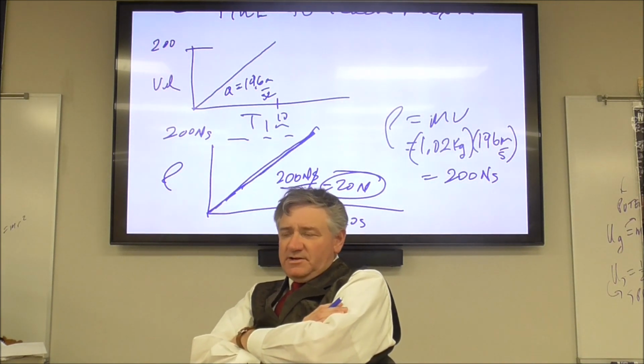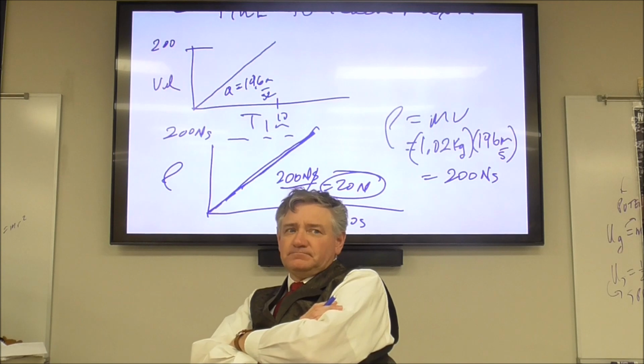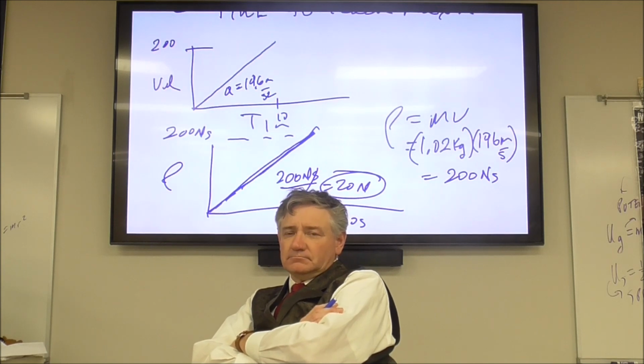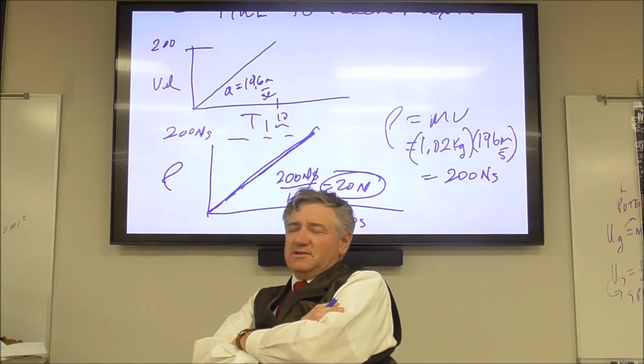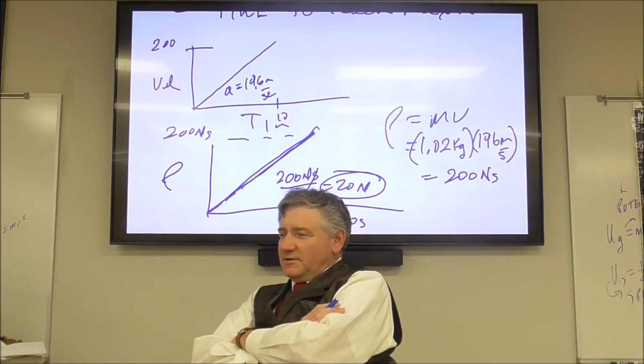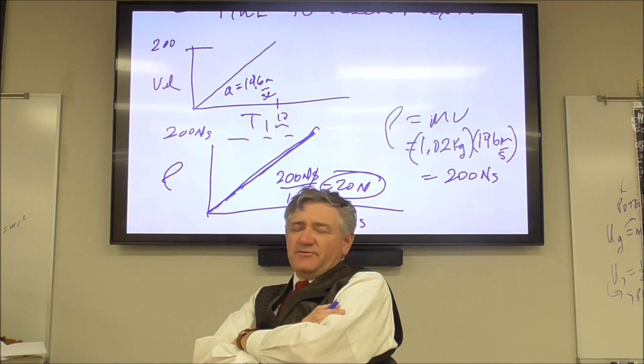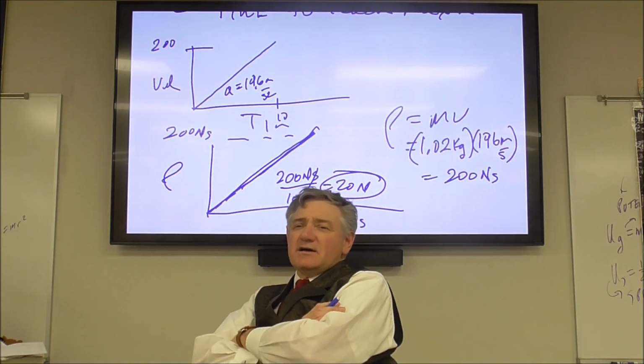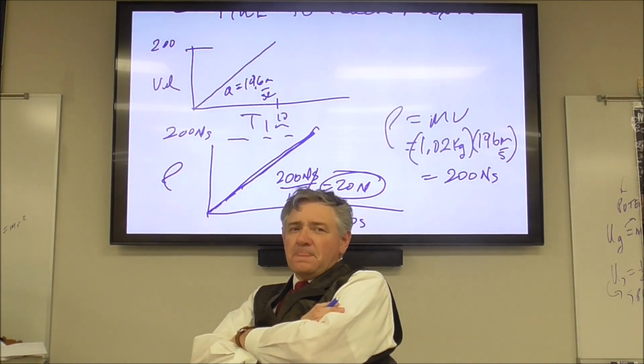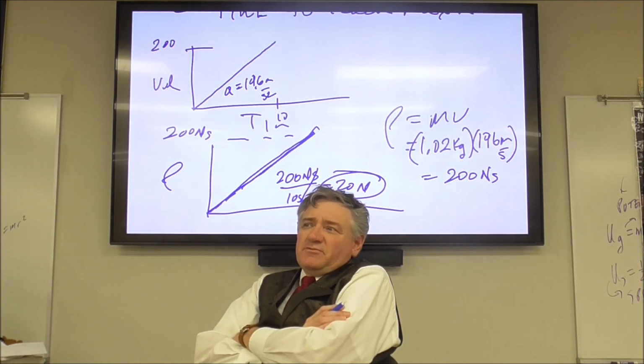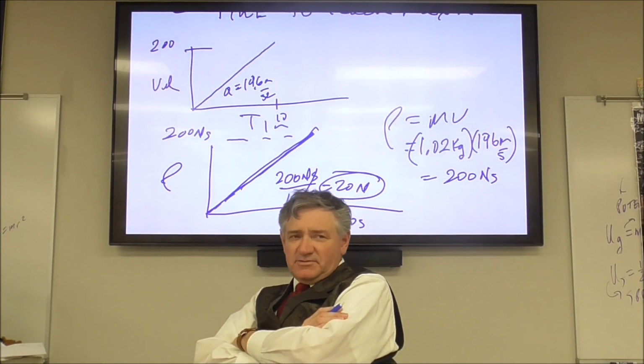What does the area underneath that graph give you? Newton seconds times seconds. Newtons times seconds squared. Nothing. It has no meaning. Well, just making sure, because you get newton seconds squared. What's measured in newton seconds squared?